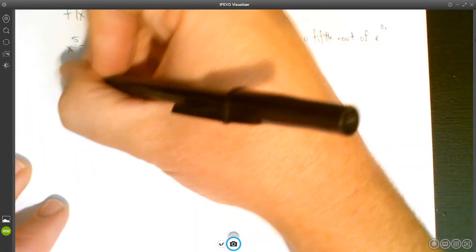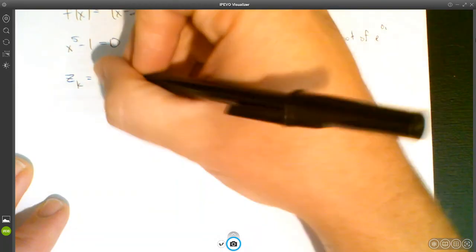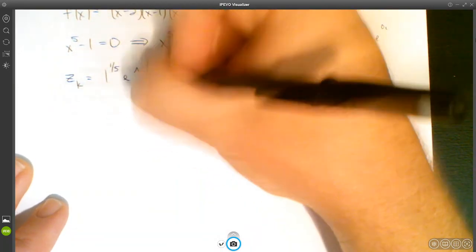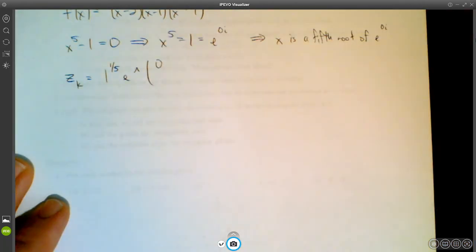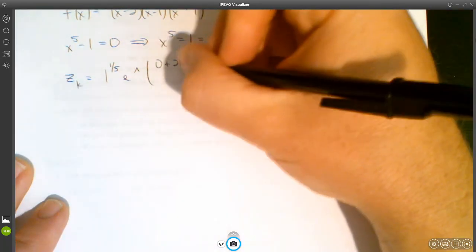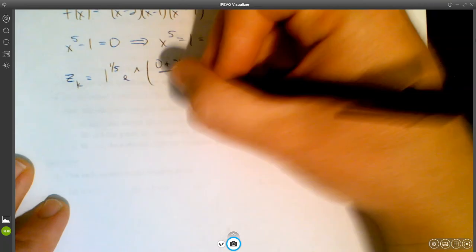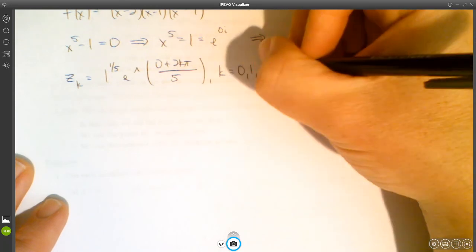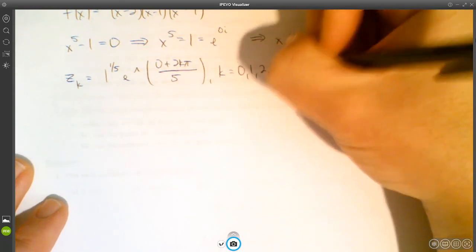We're going to say z sub k is equal to 1 to the 1/5 times e to the power of theta, which in this case is 0, plus 2k pi, divided by n, which in this case is 5, since we're looking for fifth roots. k is allowed to range from 0 to 4 in this case, right?